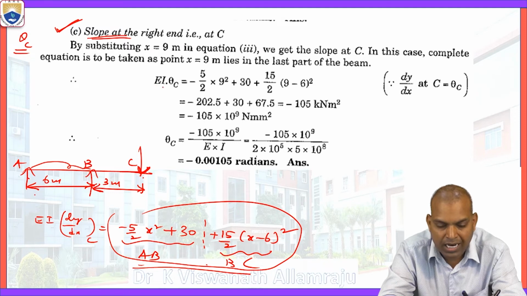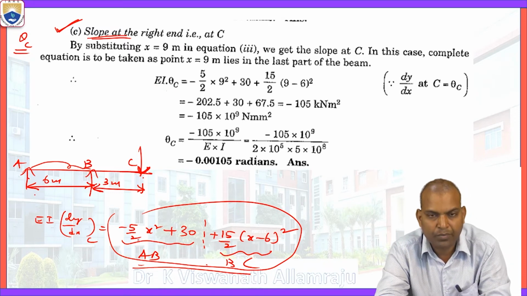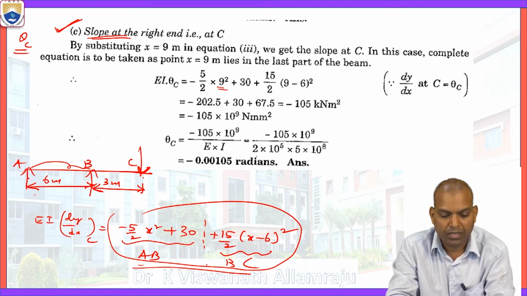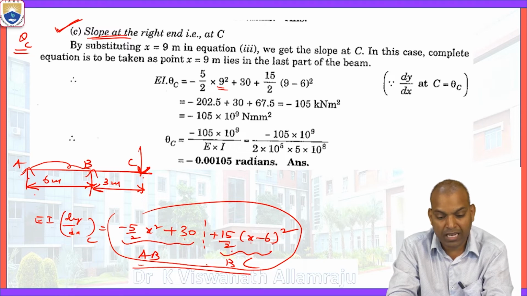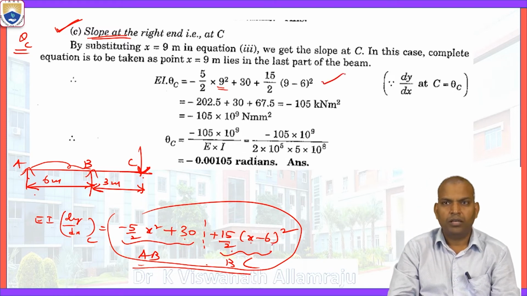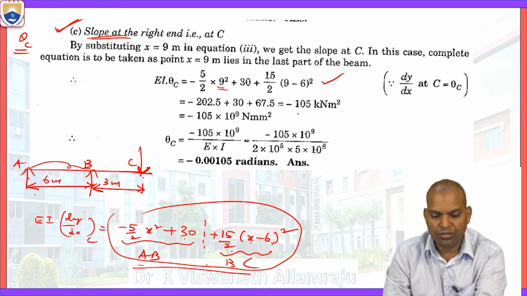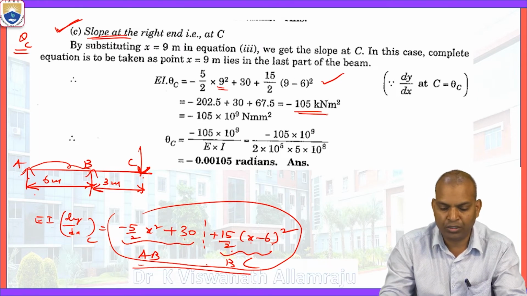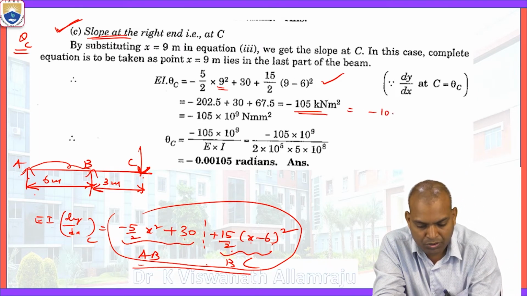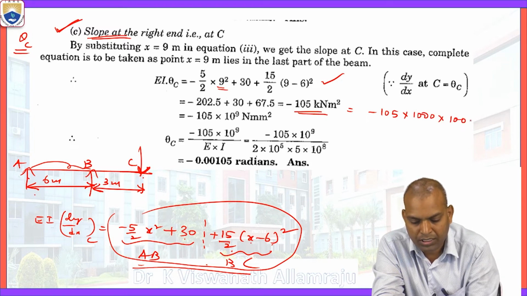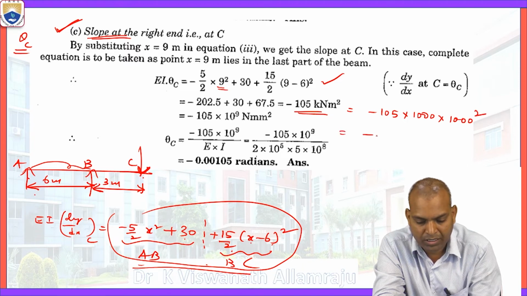That's why here EI times theta C equal to minus 5 by 2 times, what is the x value here? 9 meters. Substitute the value 9: 9 square plus 30 plus 15 by 2 times 9 minus 6 whole square. After calculating, how much is the value in kilonewton meter square? Substitute 105 times kilonewtons, 1000 newtons, and 1 meter equal to 1000 millimeters, squared. Then it becomes 105 times 10 power 9 Newton millimeter square.